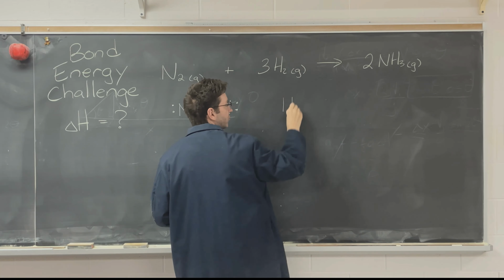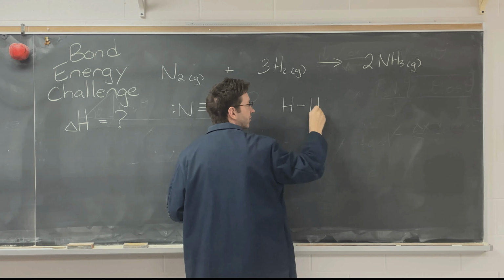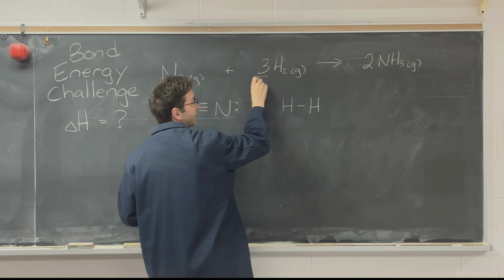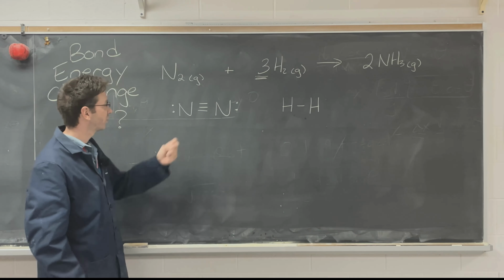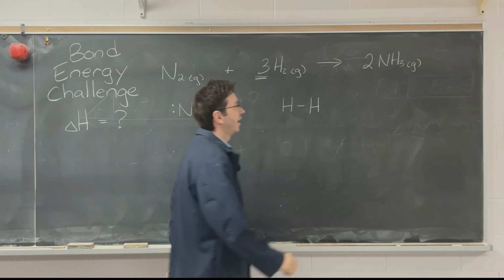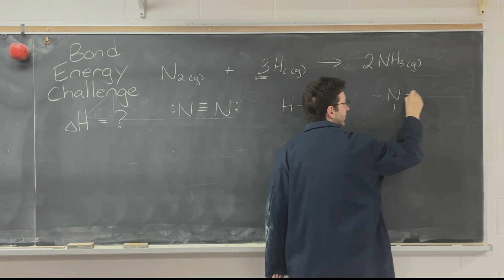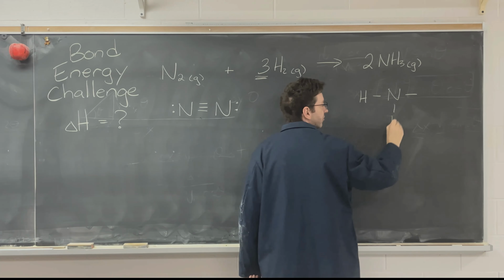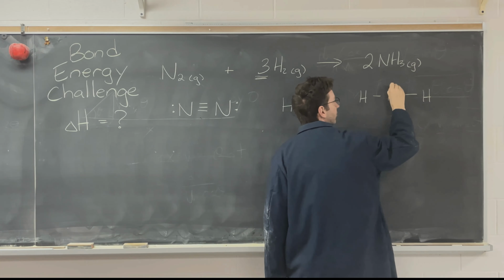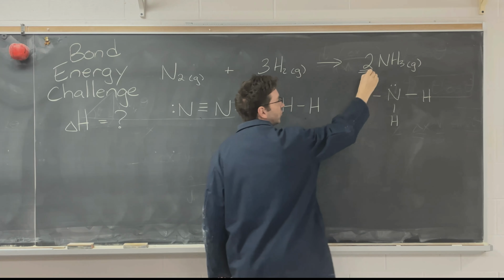Hydrogen. So we have this one. And we are going to have 3 of those. That's important to remember. Whereas this we only have 1. And finally, we have ammonia. That looks like this. And we have 2 of those.